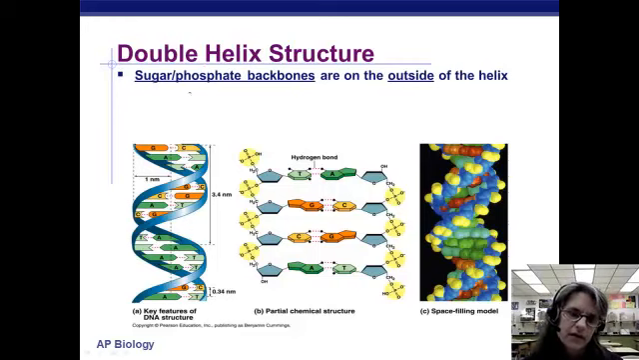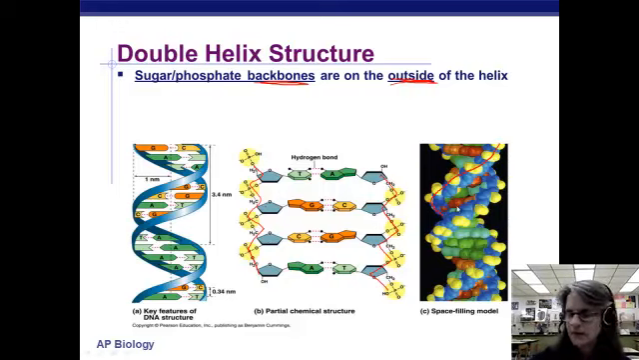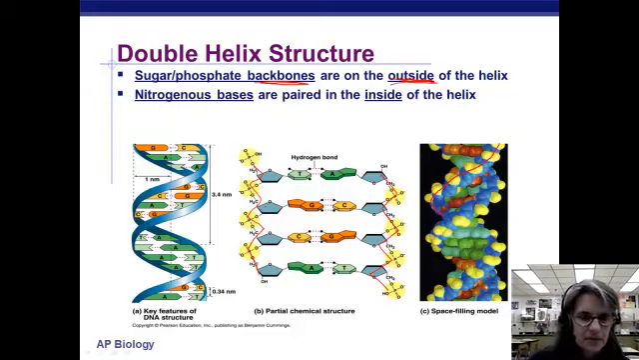Here's a great little diagram. We've got the phosphate sugar, phosphate sugar, phosphate sugar right here, and that's the same on this side as well. These, well, actually sugar phosphate in this case, are the backbones and they are on the outside of the helix. So what we see in this diagram, yellow, blue, yellow, blue, that's the sugar phosphate backbone. What's on the inside of the double helix are the nitrogenous bases. And what you should notice is there's a purine with its two rings and a pyrimidine with its one ring. It's always 2 to 1, 2 to 1, 2 to 1.